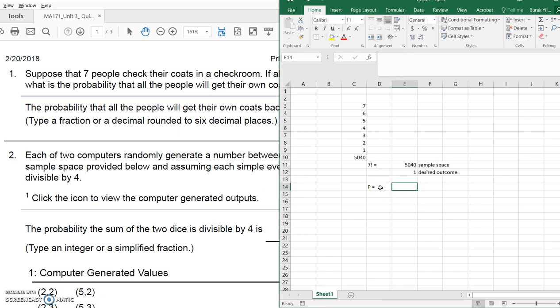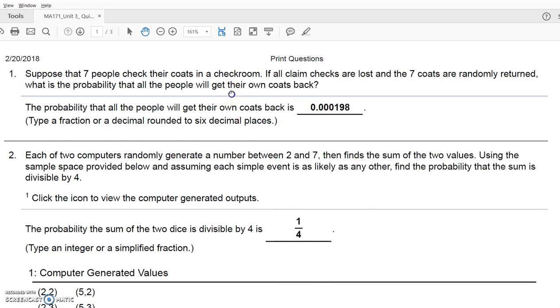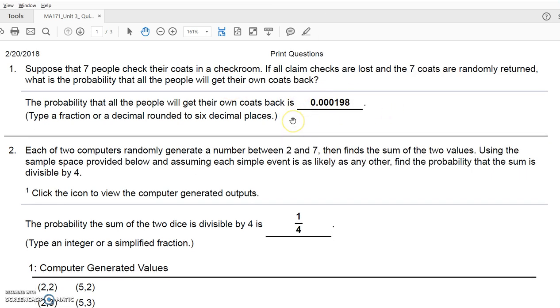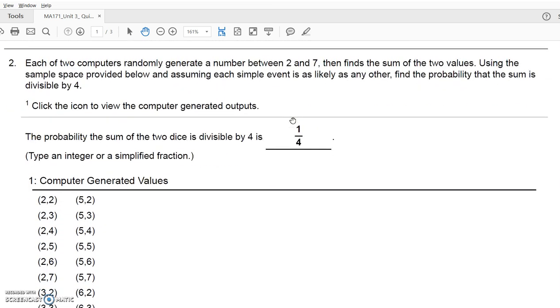Okay. So 1 divided by 5,040, that's 0.000198, which is right here. So that's number 1.